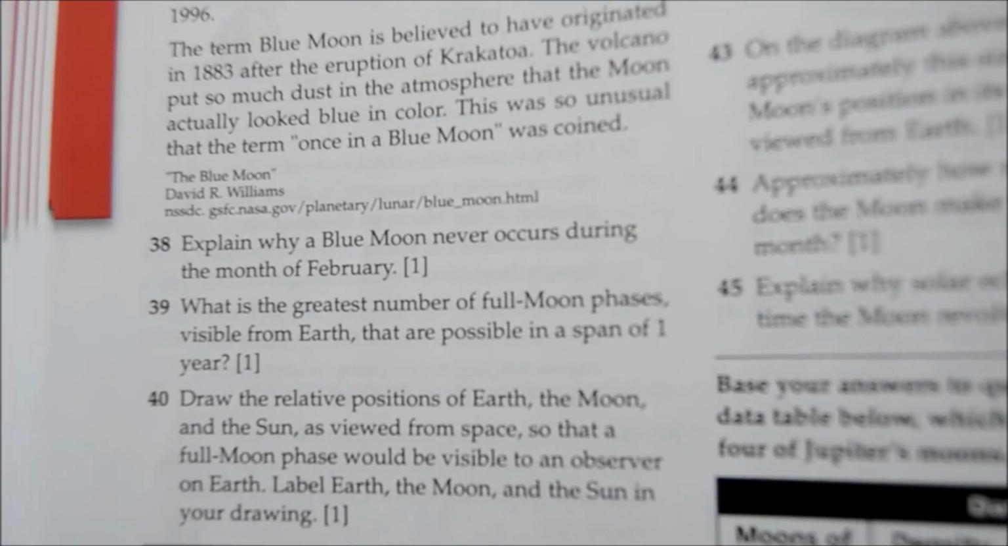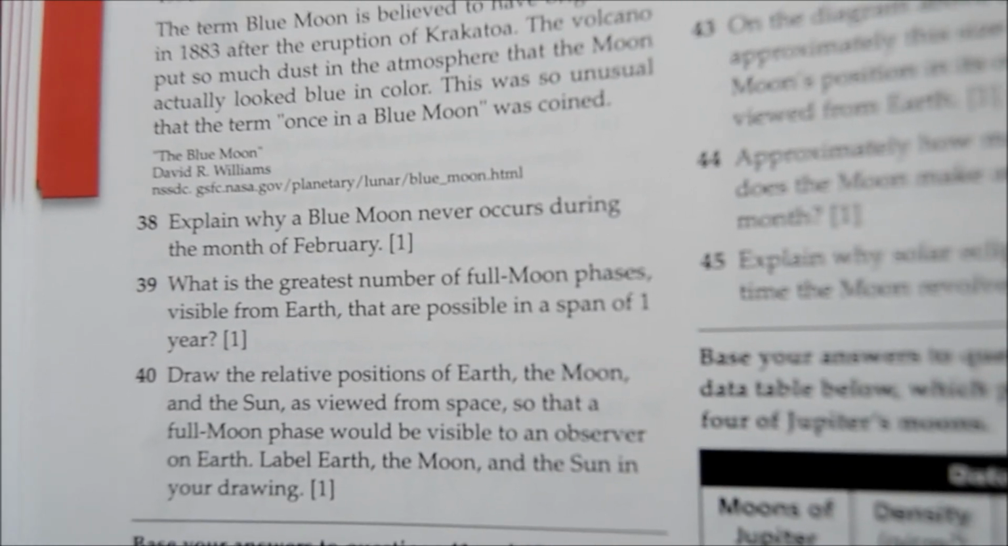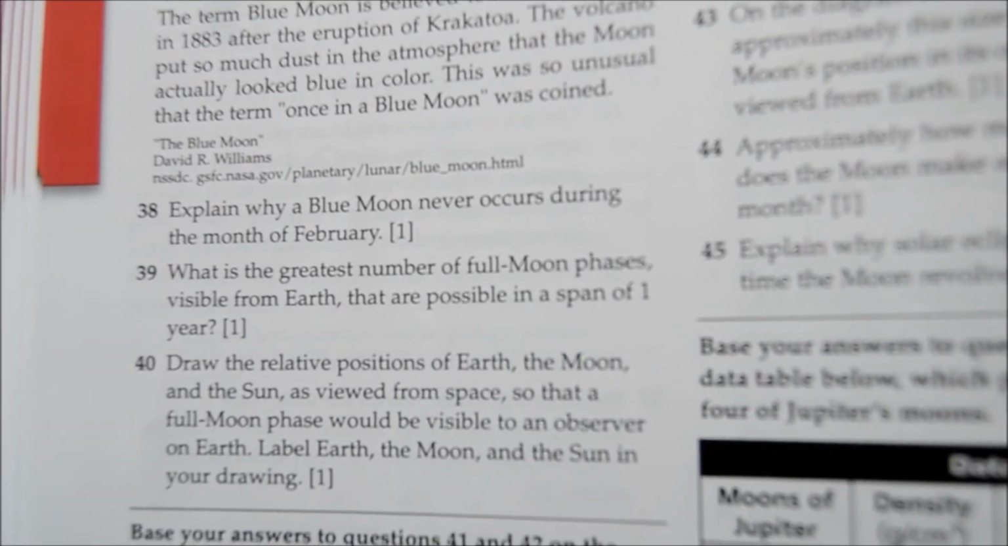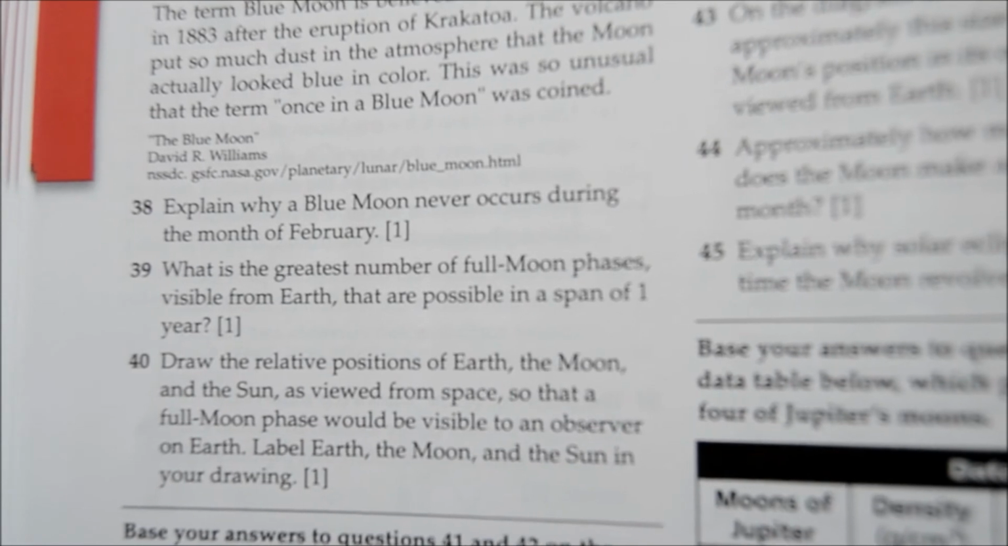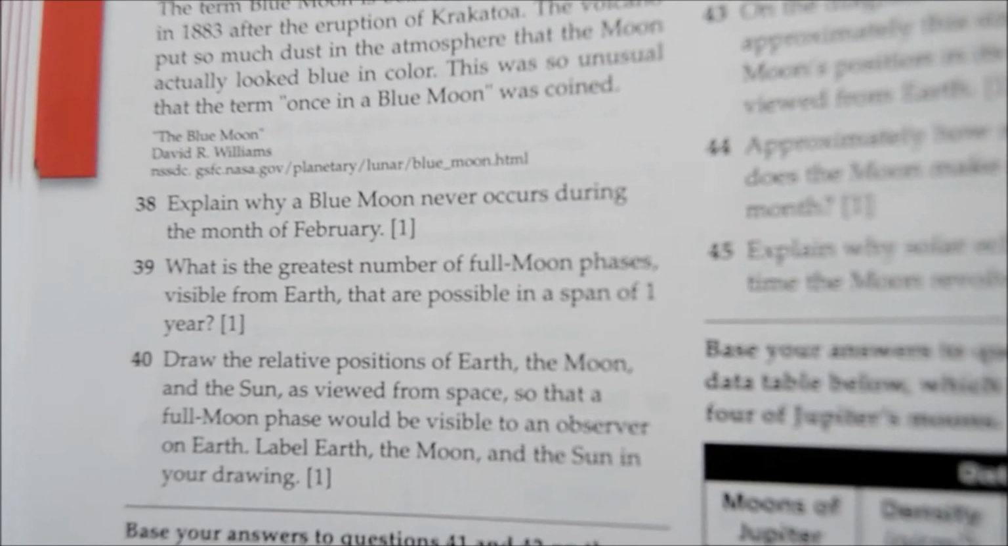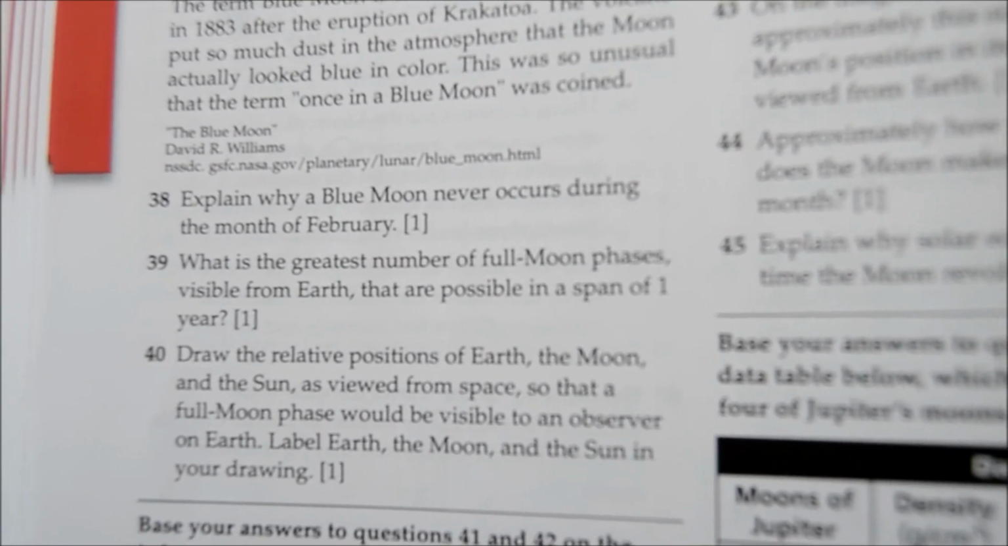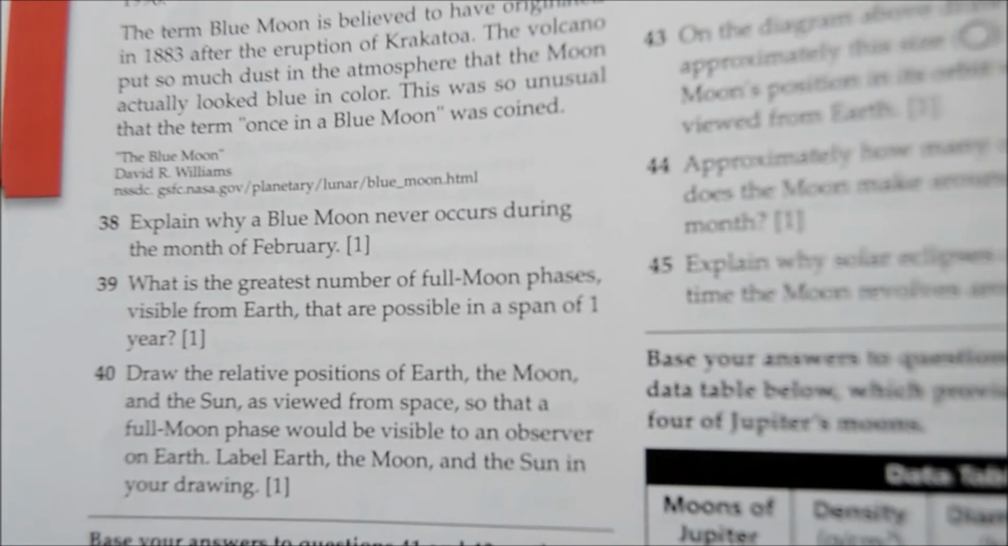Now, a blue moon is when you have two full moons in 1 month. And we know a complete lunar cycle is 29.5 days. February only has 28 days normally. So February is too short of a month.